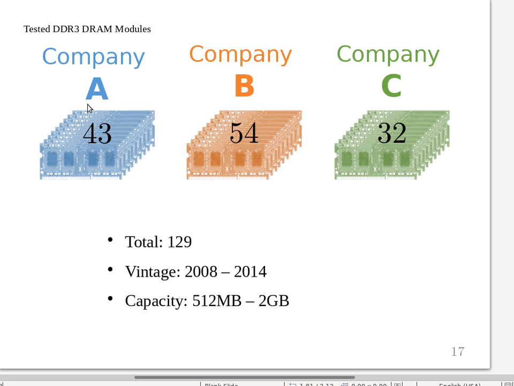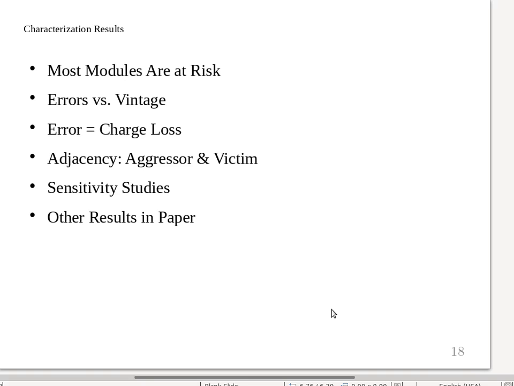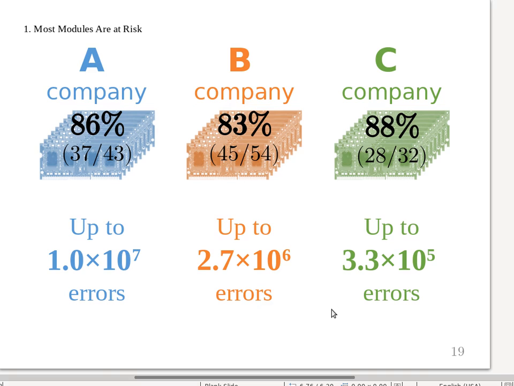So companies A, B, C, they found these different vulnerabilities, a total of 129, and these were from 2008 to 2014 and different capacities. Most modules are at risk, they found out. There are errors versus the vintage. There are a couple that don't have it. Let's see if they talk about it a little bit more. They talk about the number of errors. So 86% here, 83 and 88. In other words, if you buy from one of these 3 companies, chances are your memory is vulnerable to this attack.